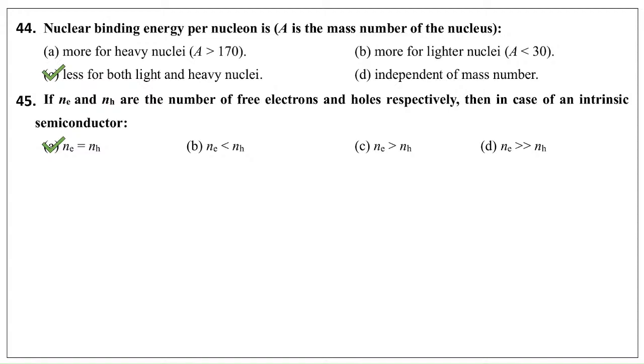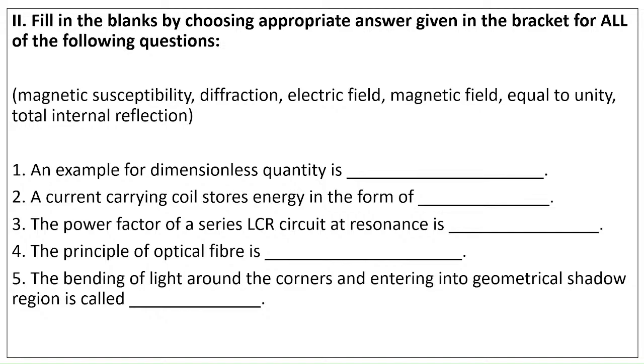Now let's study some fill-in-the-blanks questions. Fill in the blanks by choosing the appropriate answer given in the bracket for all the following questions. Each carries 1 marks. 1. An example for dimensionless quantity is dash. Answer is magnetic susceptibility. Next. 2. A current carrying coil stores energy in the form of dash. Answer is magnetic field.